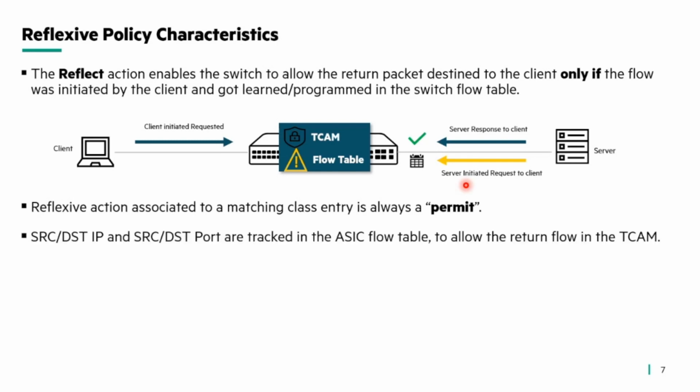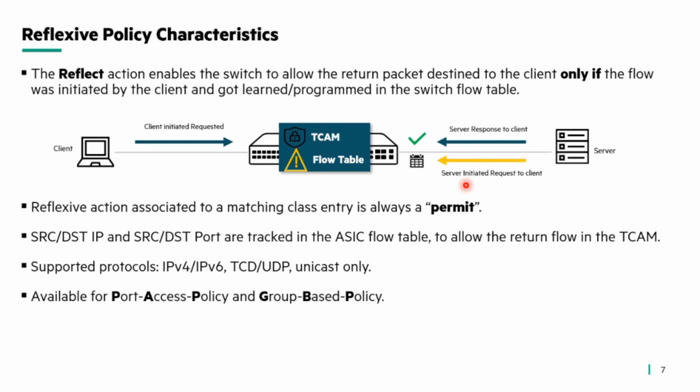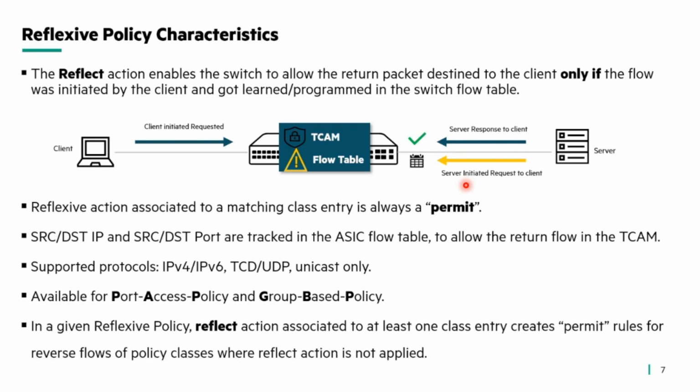So how is it able to achieve this? It uses the source and destination IP and source and destination port, which are tracked in the ASIC flow table to allow the return flow in the TCAM. As I said earlier, the supported protocols are TCP and UDP unicast traffic with IPv4 and IPv6. And it is available for both secure policies, port access policy and group-based policy.